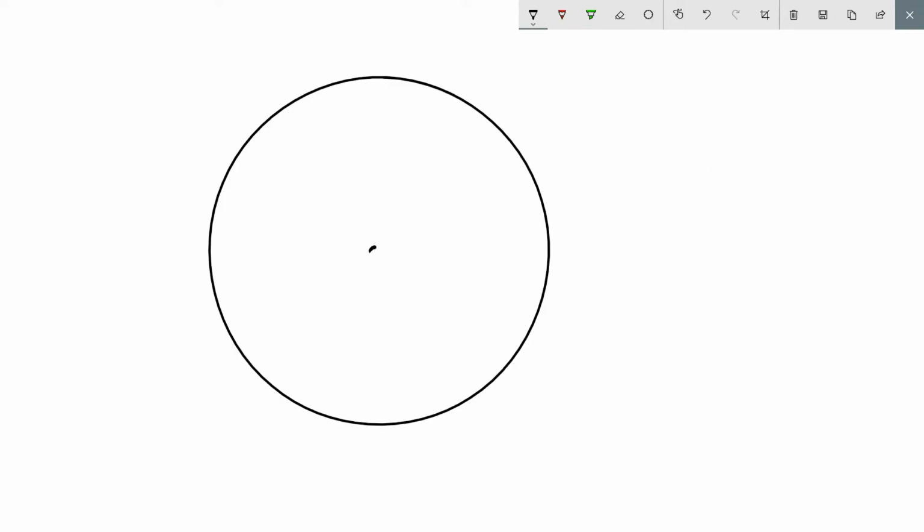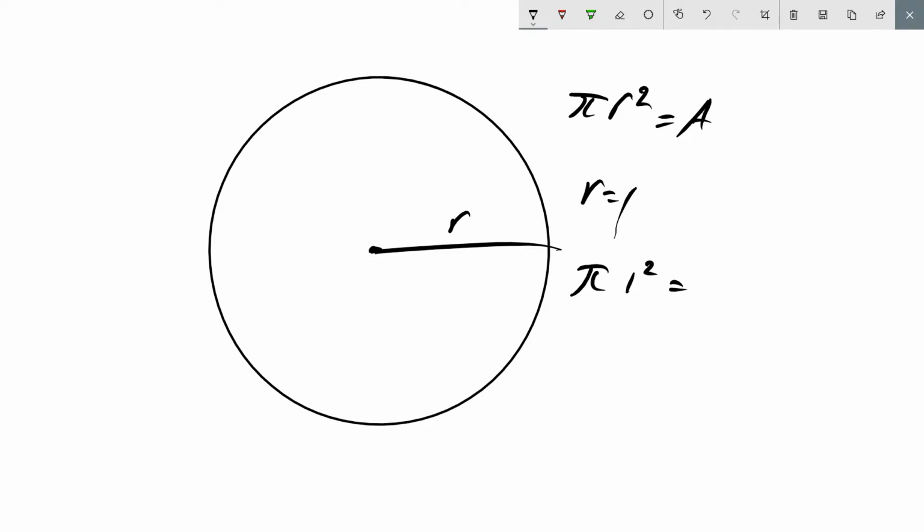What about a circle, you may ask? It's very simple. Here's our radius. It's pi times the radius squared, and that's the area of a circle. So let's say our radius is 1. r is equal to 1. So pi times 1 squared equals area. 1 squared is 1. 1 times pi is pi. So the area is going to be pi.